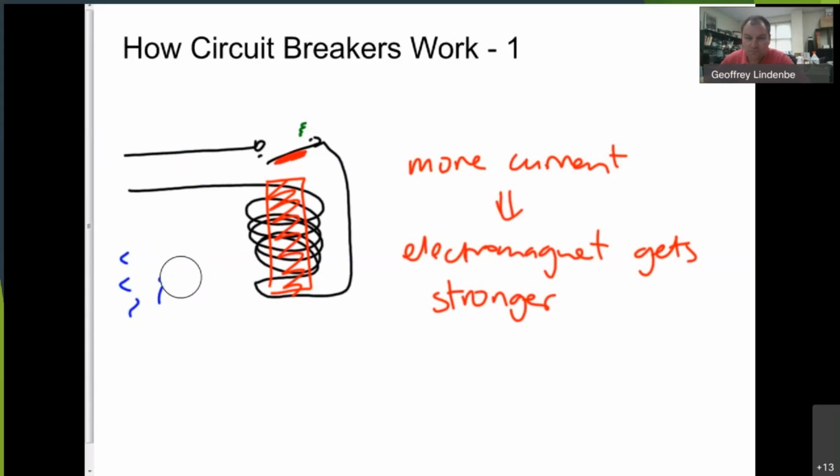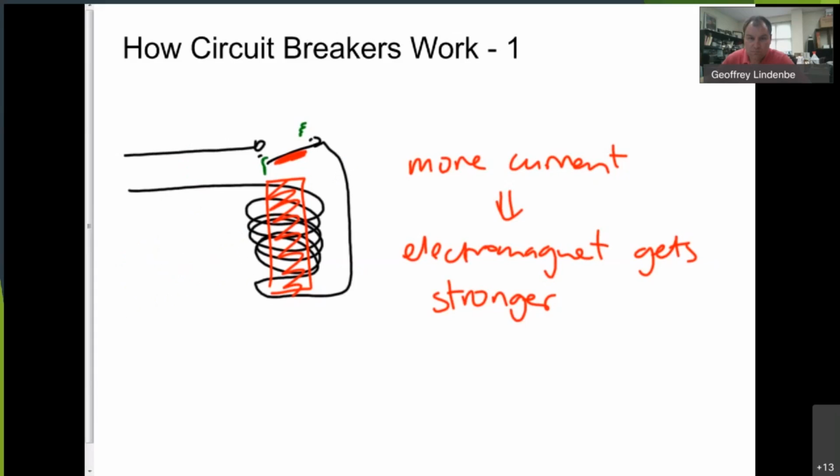So when a certain current is reached, the switch is opened and the current stops flowing. And then usually there's a little latch mechanism here, which will then keep that open.